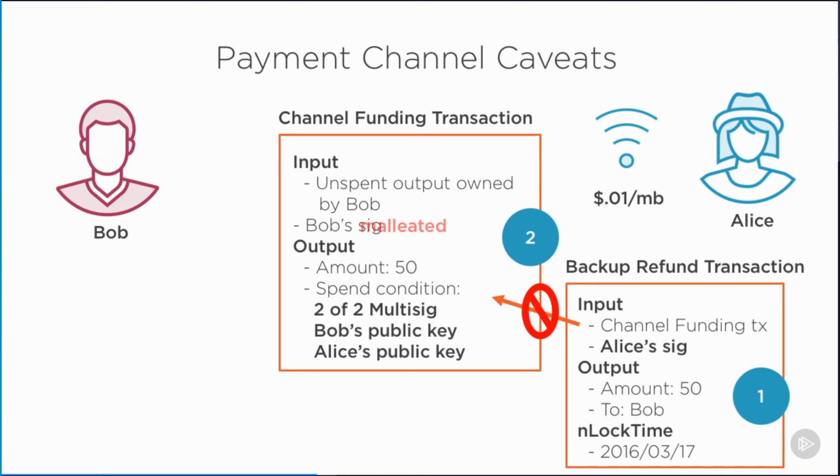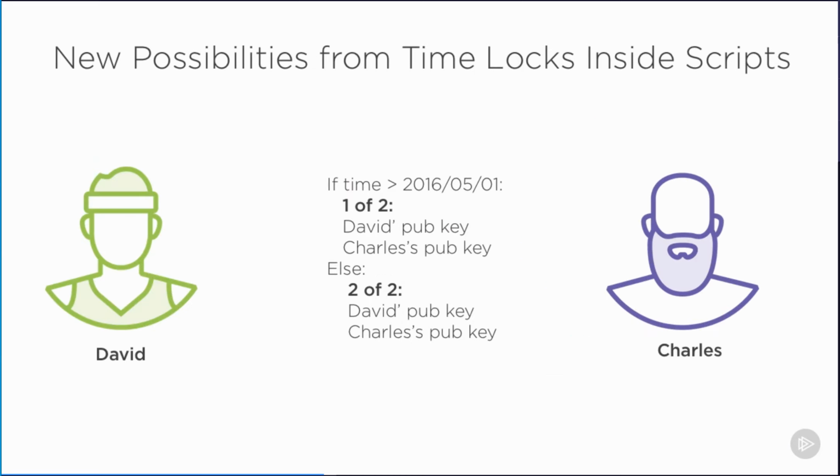By supporting time locks inside scripts, many other interesting smart contracts are possible. For instance, suppose Charles and David operate an account requiring both of their signatures to spend. With the new locking script, they can include a safety mechanism that allows spending by just one of the two after some delay in case one of them disappears.